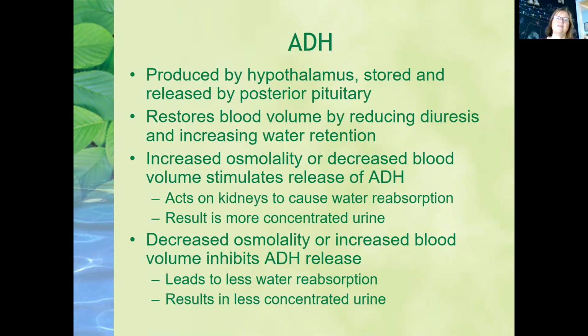ADH release has an opposite effect. So in that situation, we don't have it. It actually, when our body detects this decrease in osmolality or excess blood volume, so a high blood volume, then our body stops releasing that ADH. So our pituitary stops releasing that ADH. And when we have a decrease in that amount of ADH, we have less water reabsorption. So our kidneys are given the signal, go ahead, let that fluid go. And then we also have less concentrated urine. Our kidneys don't work to concentrate urine. I hope I did a fair enough job of that.